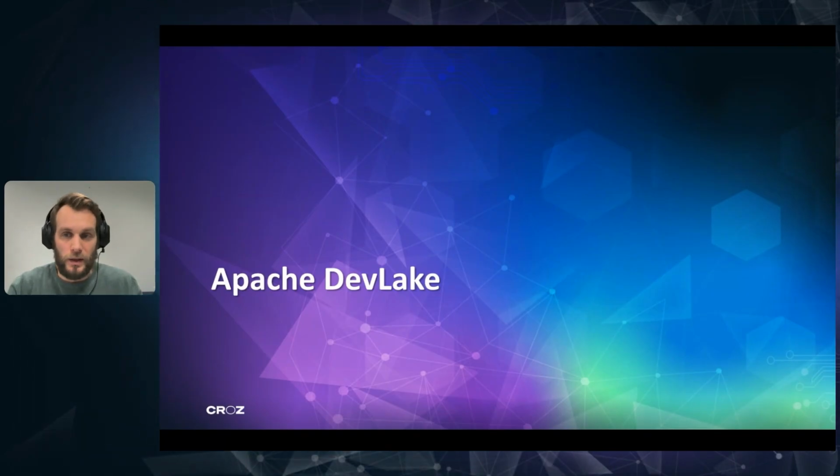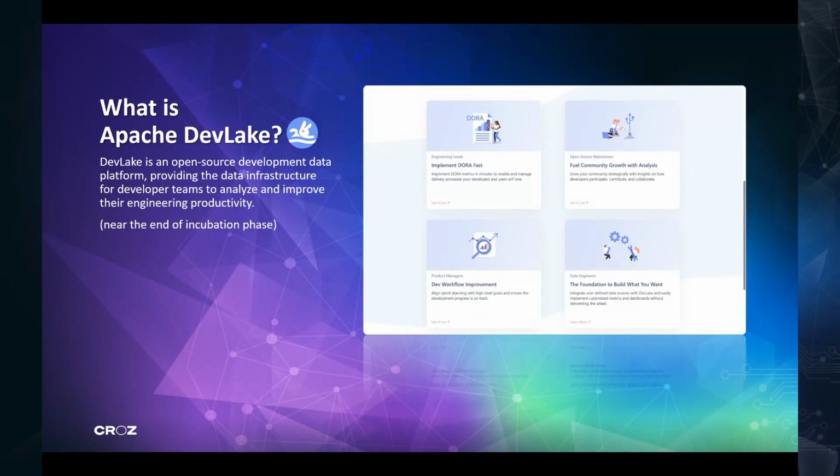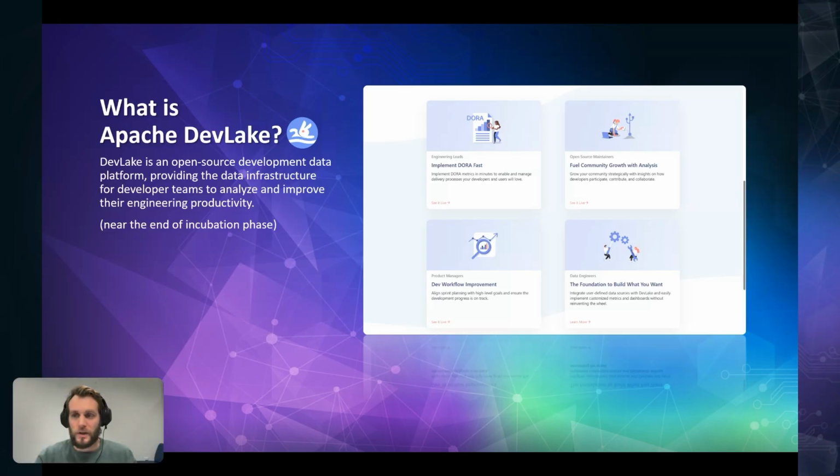So what is actually Apache DevLake? Now that we see that there is value in using something like DevLake, let's talk about what it is. DevLake is an open source development data platform, providing the data infrastructure for developer teams to analyze and improve their engineering productivity. They're exiting or near exiting the incubation phase. So from the picture, you can see that, including just DORA metrics, you could also analyze the engineering metrics and various data that you gather from the connections already built in.